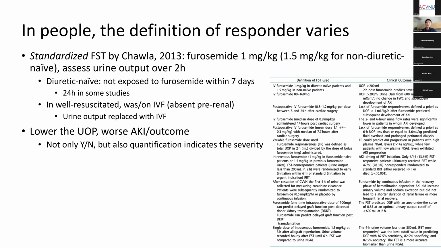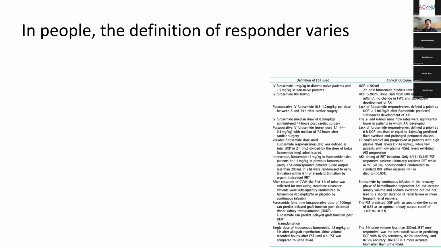It's been reported in these studies as specific cutoffs at specific time points, but it's not only a dichotomous variable that they are looking at, but also the quantification matters. So it's pretty easy and intuitive to think that after giving furosemide, the less urine output the patients make, the worse the progression of AKI and the outcome of these patients. The cutoff time also varies, but you can see for the most part, these studies are somewhere between 2 hours to 6 hours after the injection of furosemide.